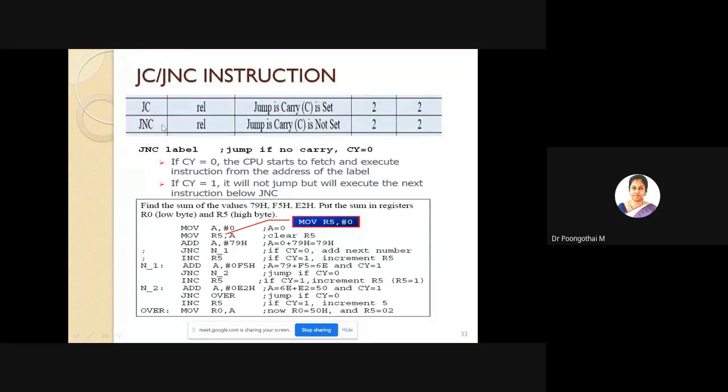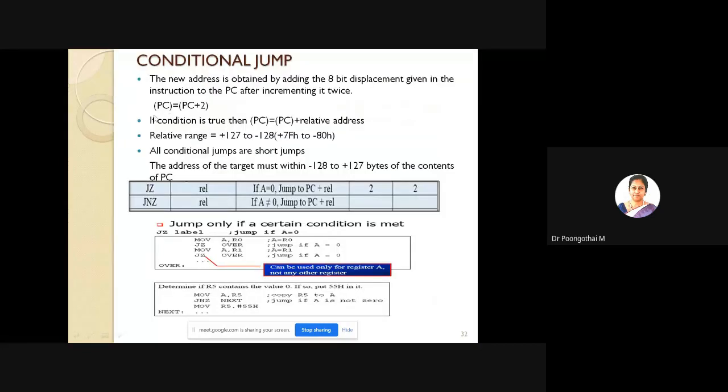Similarly, the jump carry and jump no carry instructions. During execution, it will check the carry flag status. If the carry flag is set to 1, it will jump to the relative address. The target address is calculated in a similar way: program counter is equal to program counter plus relative address.